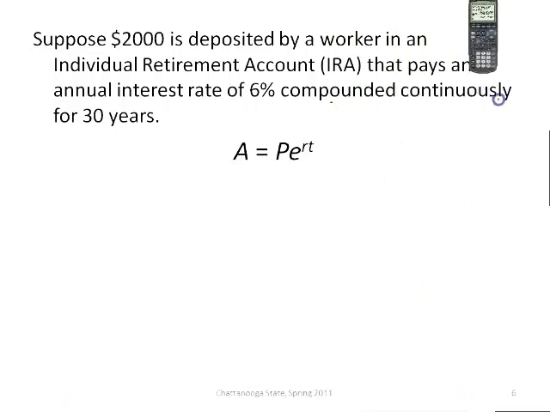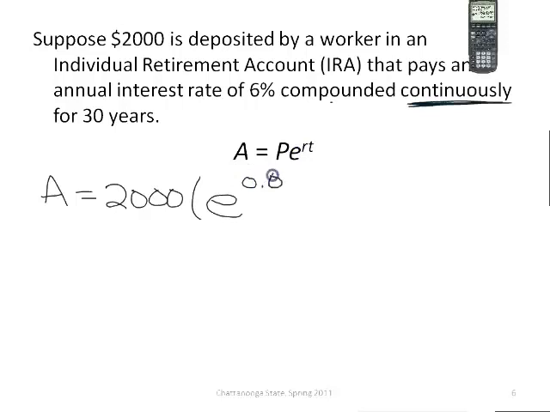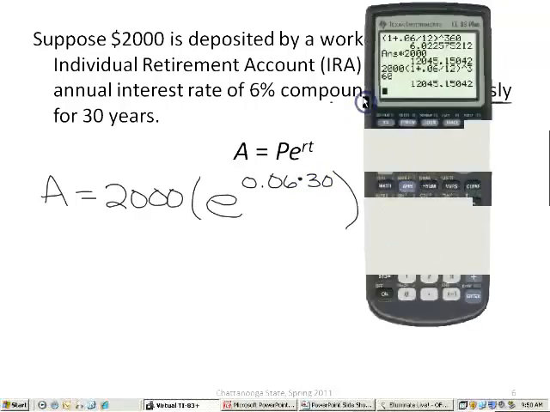Now let's take a look at what happens if the interest is compounded continuously. Here our formula is a little simpler. It's just principal times e to the RT power. We don't have to worry about the n's. All we need is the principal, the rate, and the time. So here, the principal is still $2,000. That'll be times e to the r, where r is 0.06, and the time is still 30 years.